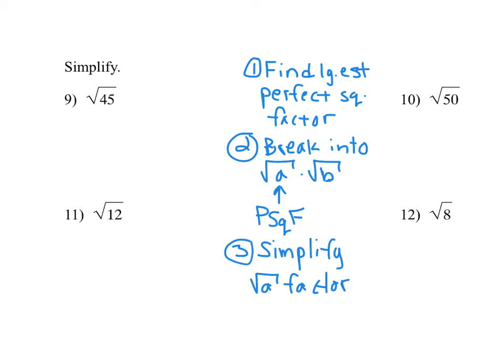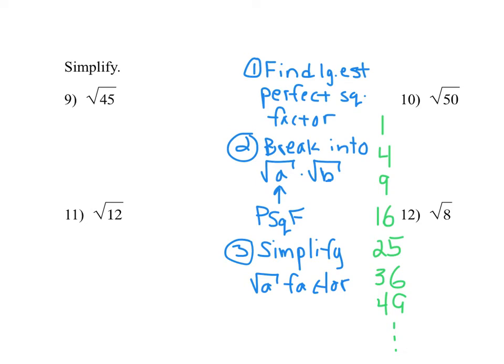Step 1, we're going to find the largest perfect square factor. Now, if you haven't run down the list of perfect squares for a while, that is 1, 4, 9, 16, 25, 36, 49, etc. Okay? So just a reminder, what we're talking about there is that this is 1 squared, 2 squared, 3 squared, 4 squared, 5 squared, etc. That's what a perfect square is.